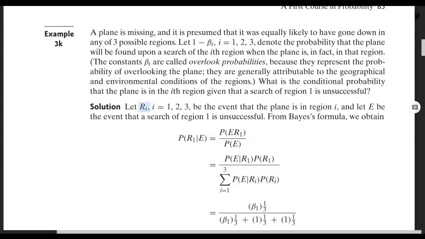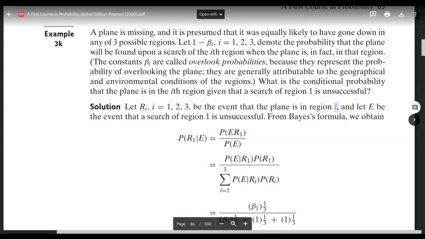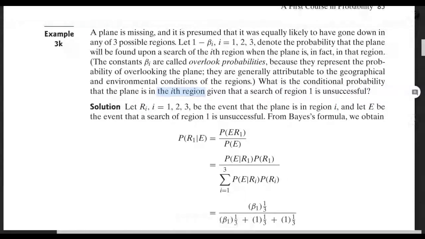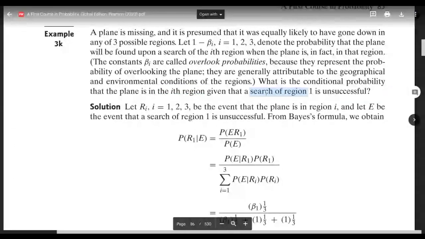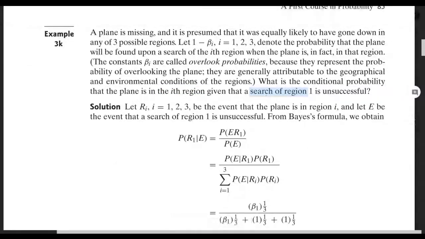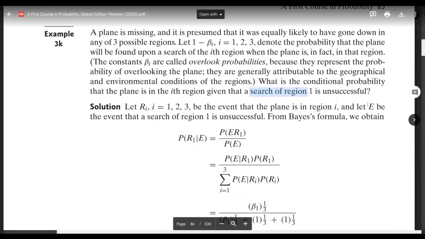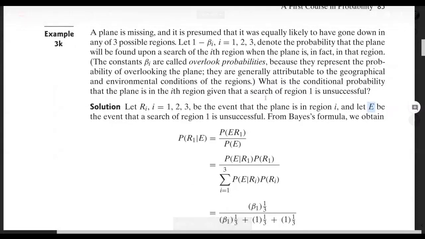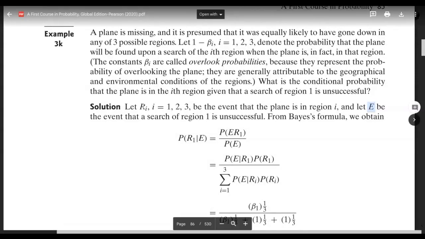Okay, we denote Ri, i equals 1, 2, 3, be the event that the plane is in region i. And then the search of region 1 is unsuccessful, and let E denote that. A search in region 1 is unsuccessful. So we want to find the probability of Ri, given that E already happened.